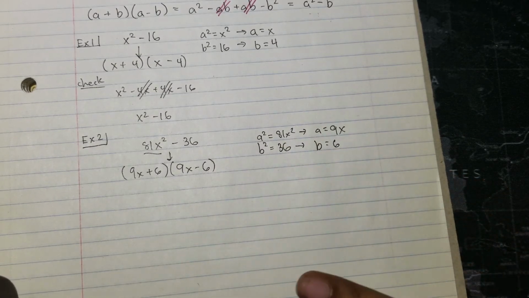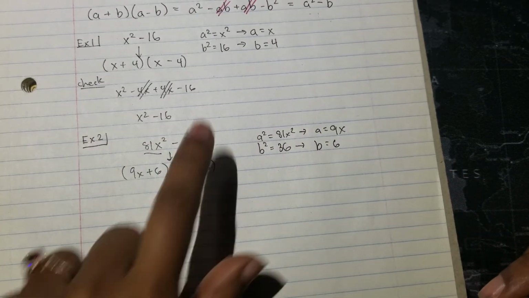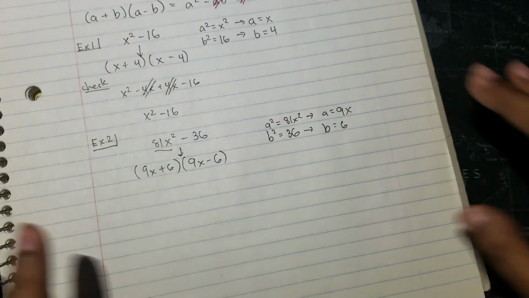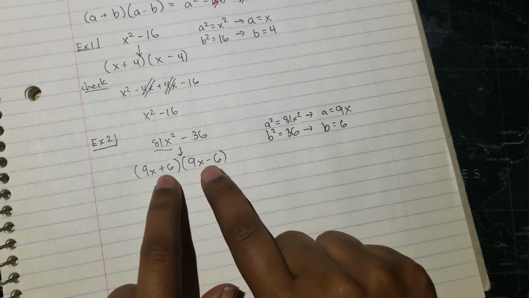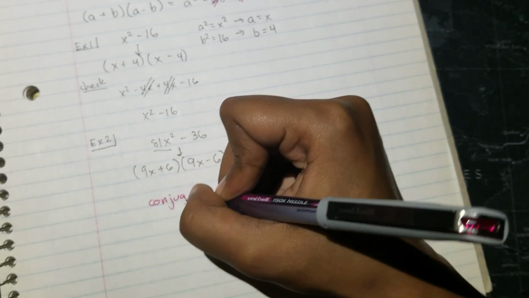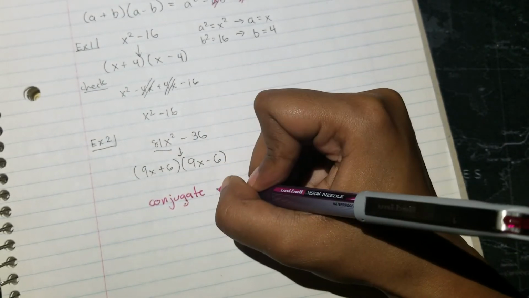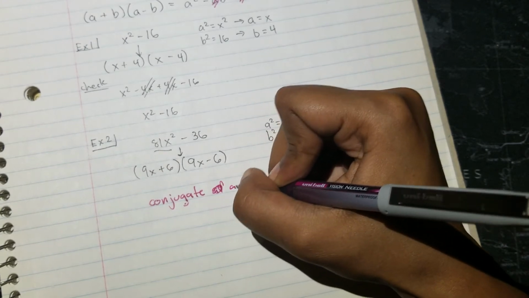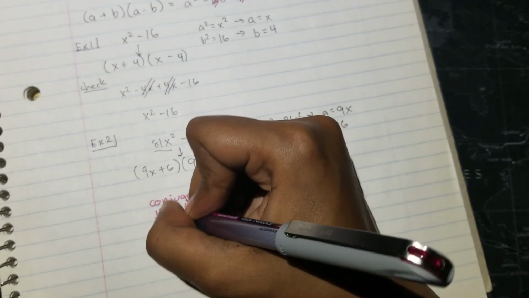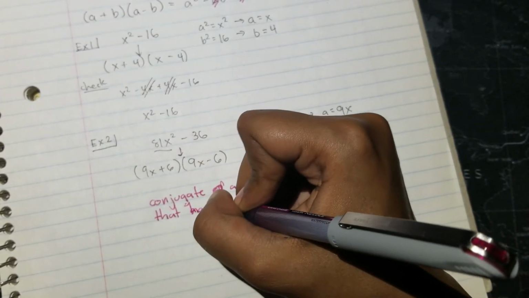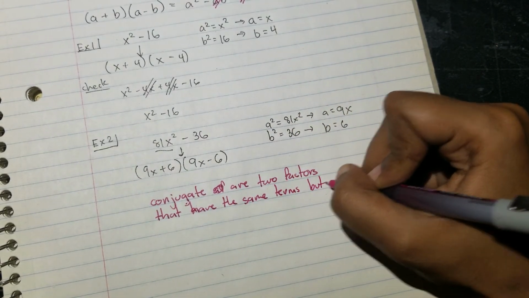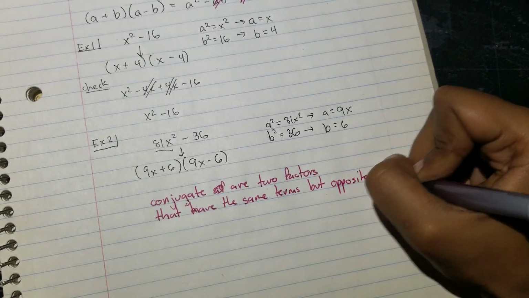Now, I'm going to do another video with more complicated examples, but let's go on to what the conjugate means right here. You notice that they're the same terms but opposite signs. That's actually what the conjugate is. So the conjugate are two factors that have the same terms but opposite middle signs.